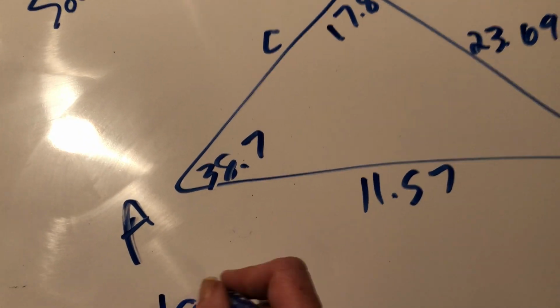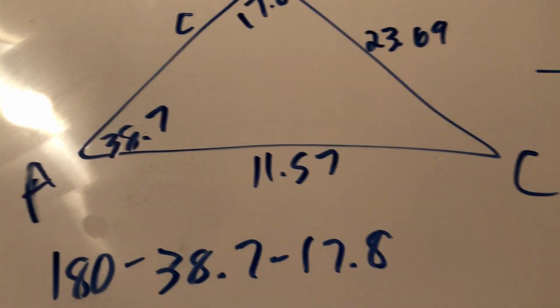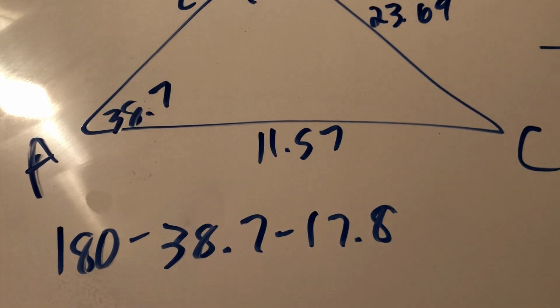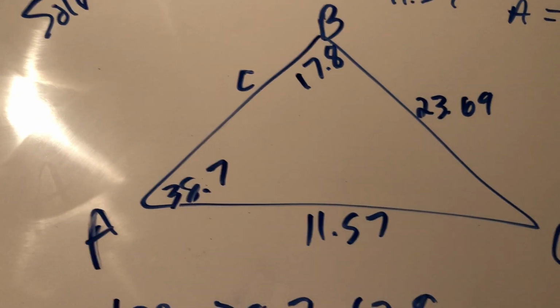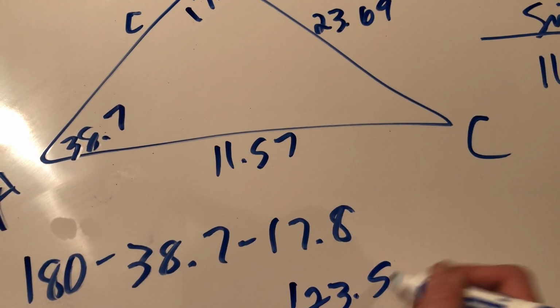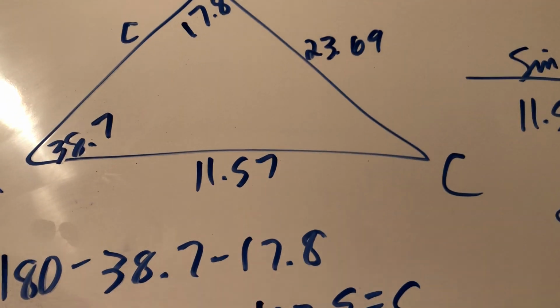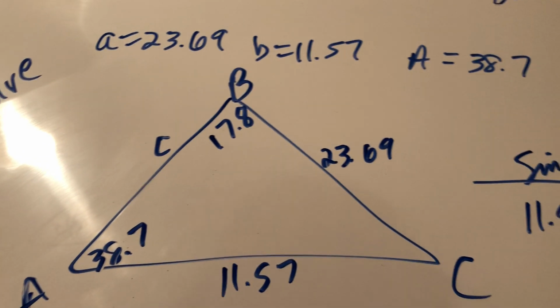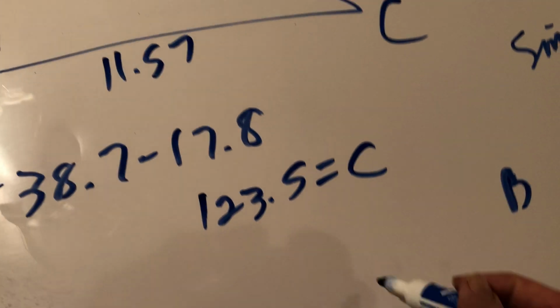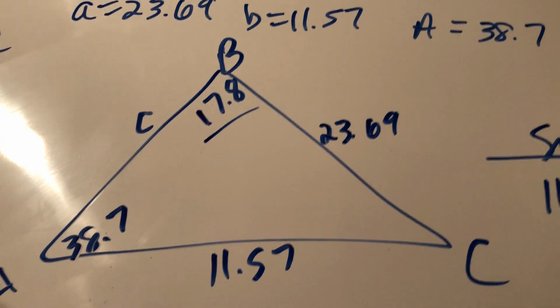And then if we want C, it's 180 minus 38.7 minus 17.8. So 123.5. So angle C is 123.5. So we've got angle B, angle C, and now I just need side C.